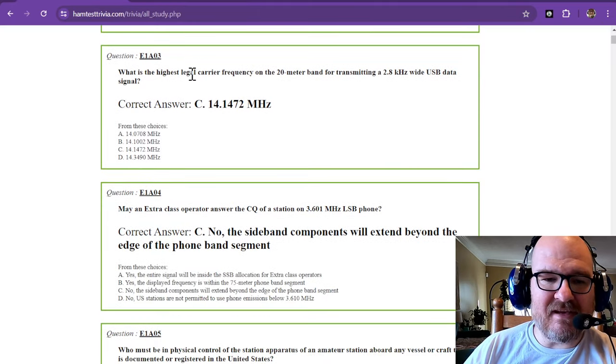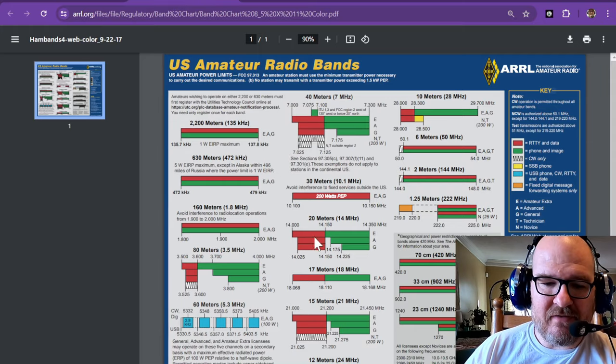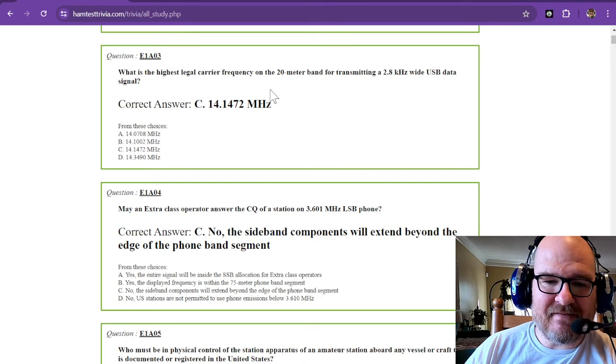What is the highest legal carrier frequency on the 20 meter band for transmitting a 2.8 kilohertz wide upper sideband data signal? This is a math problem. So the highest carrier frequency for data, if we look back at 20 meters, the data is in the red. So that's 14.150 minus 2.8 kilohertz gives you 14.1472 megahertz.